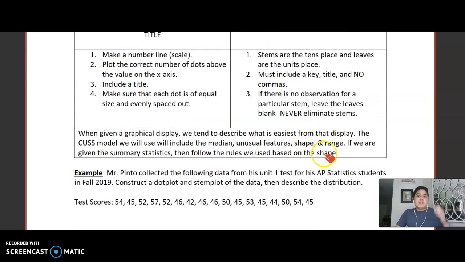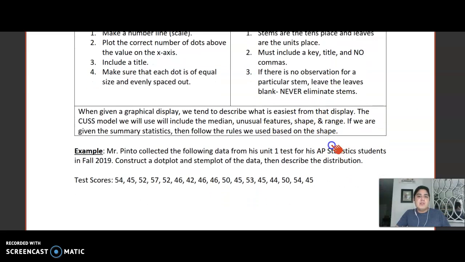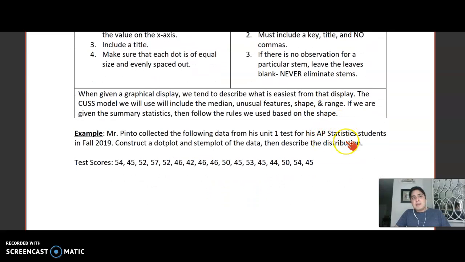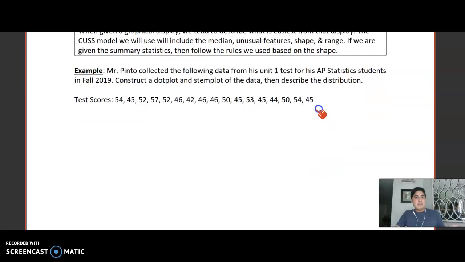Now, when given a graphical display, we tend to describe what is easiest to see from that display. So we're going to use the CUSS model, center, unusual, shape, and spread. But because we're describing what we can see and the quartiles aren't exactly the easiest to see from these two graphical displays, we're going to stick with finding the median, the middle, and the range, the max minus the min. And if we are given the summary statistics, then we'll follow the rules to use based on the shape. Again, if it's symmetric, we'll use the mean and the standard deviation, whereas if it's skewed, we'll use the median and the IQR.